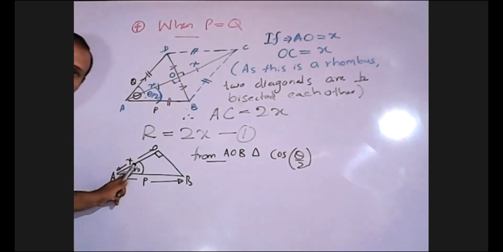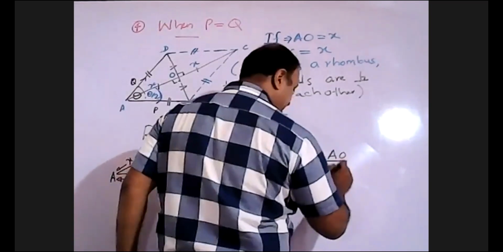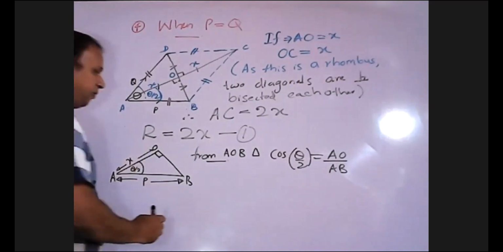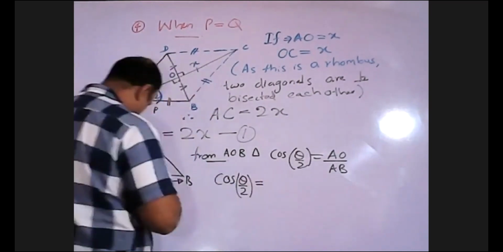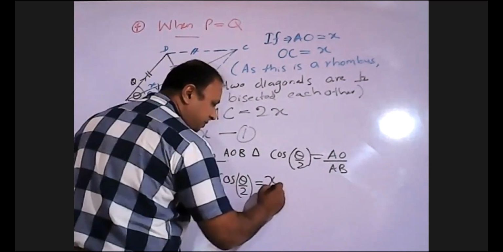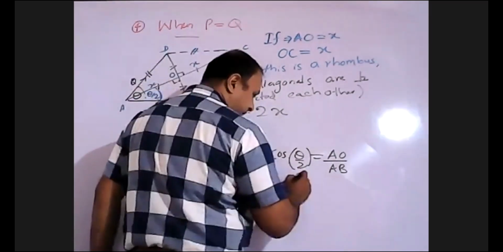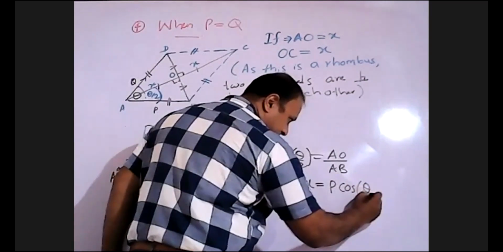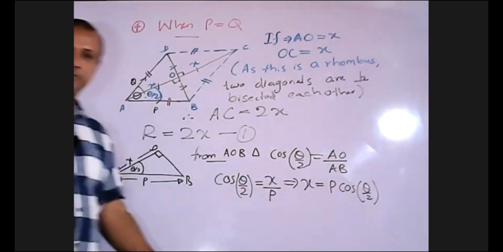Therefore, the cos value of the theta over 2 angle is equal to AO divided by AB. AO over AB. Therefore, cos theta over 2 is equal to, AO means X, OB means P. So I can determine the value of X. X is equal to P cos theta over 2.